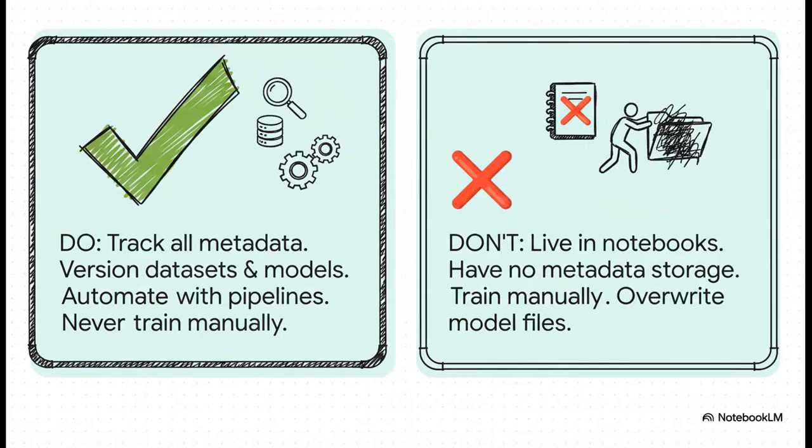So to put a fine point on it, what should you do and what should you definitely avoid? The do's are simple. Track all your metadata, version your datasets, and automate your pipelines. The don'ts are just as important. Please, don't live only in notebooks. Don't train models manually. And for the love of all that is good, do not just overwrite your best model file because you weren't versioning. We've all felt that pain.